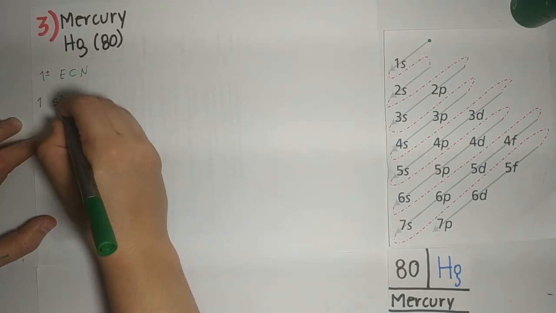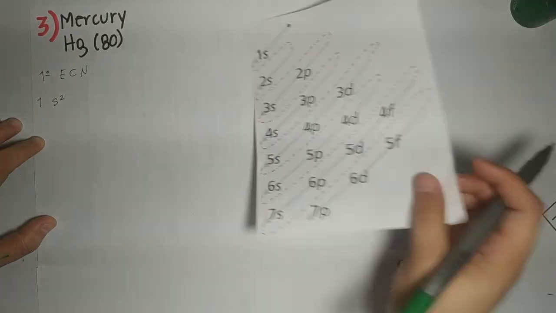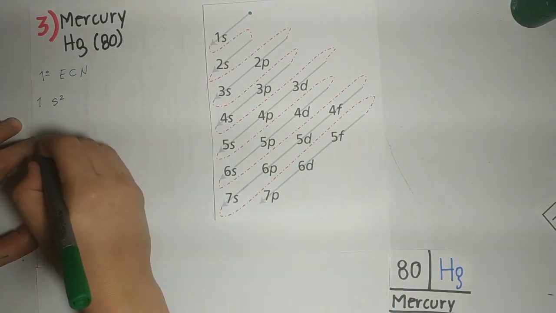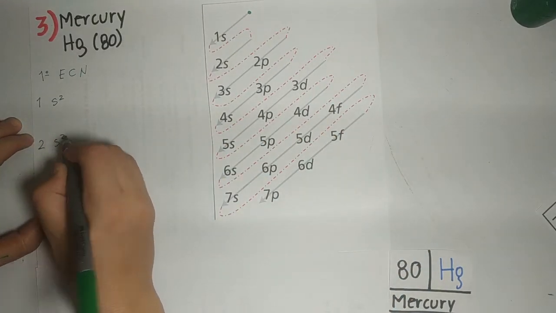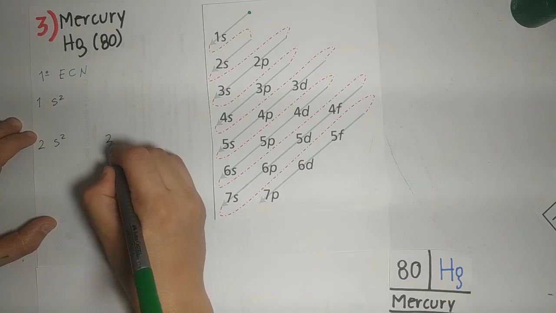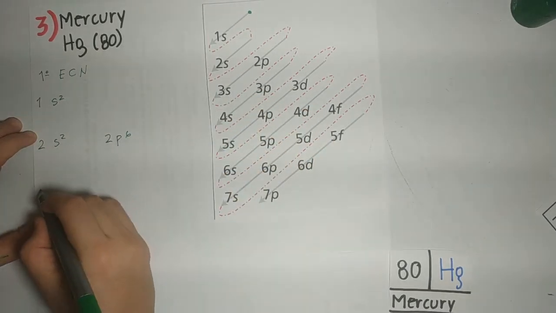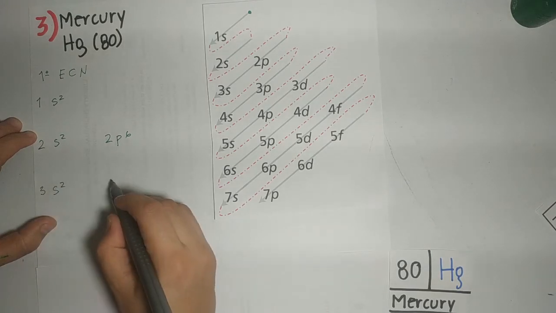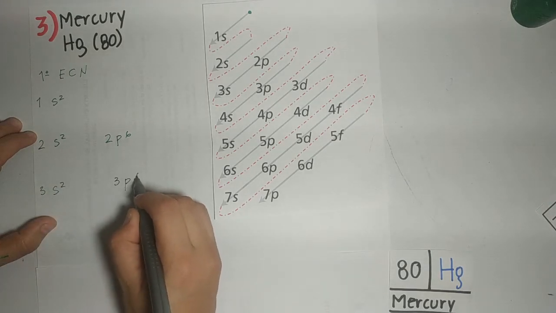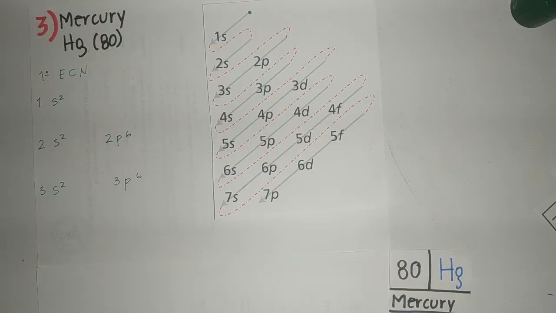1s2. I follow this, okay? 2s2, 2p6, 3s2, 3p6.